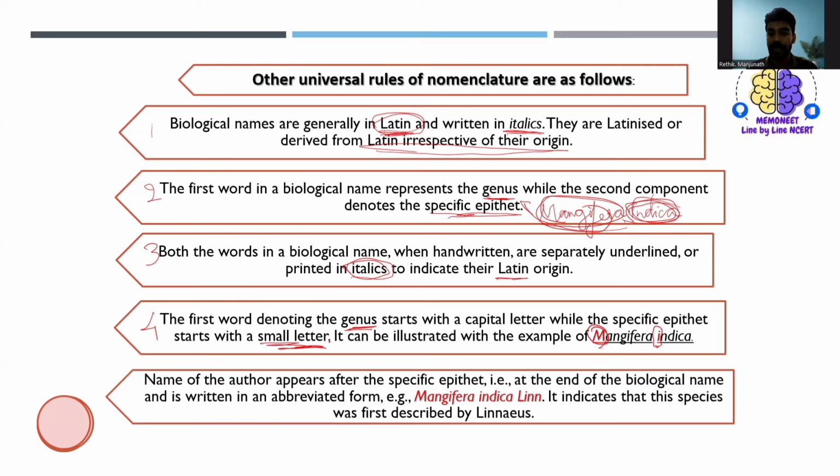At the end of the biological name, you can write the author, the one who has described this biological name of the organism. For example, here you have Mangifera indica Linn. We know Mangifera indica is a biological name, where the first word represents the genus and the second the species name. Linn indicates that this species was first described by Linnaeus. So at the end of the species name, you add the scientist's name. This is how we give credit to the scientist or biologist who described or discovered the species. I hope you are clear with the universal rules of nomenclature, because based on them many questions can be asked in NEET.